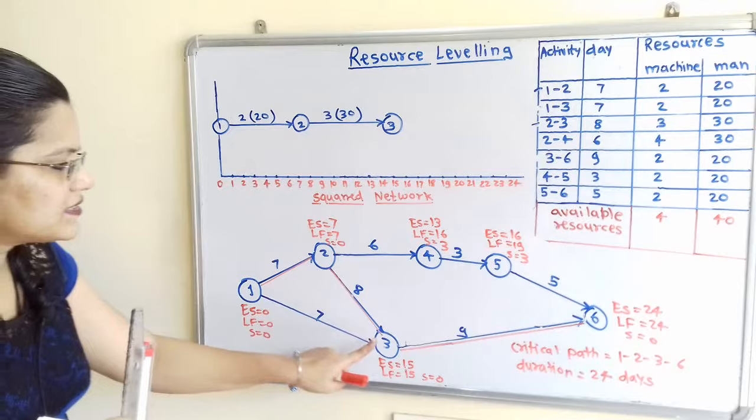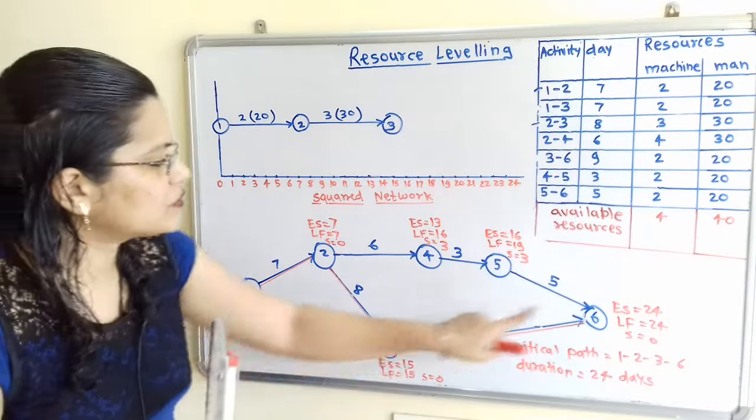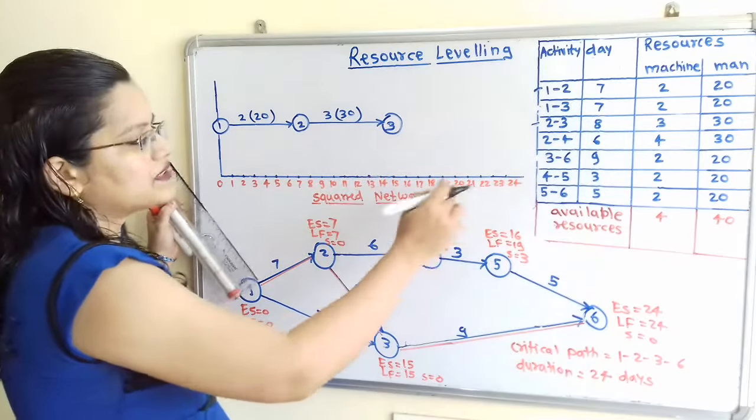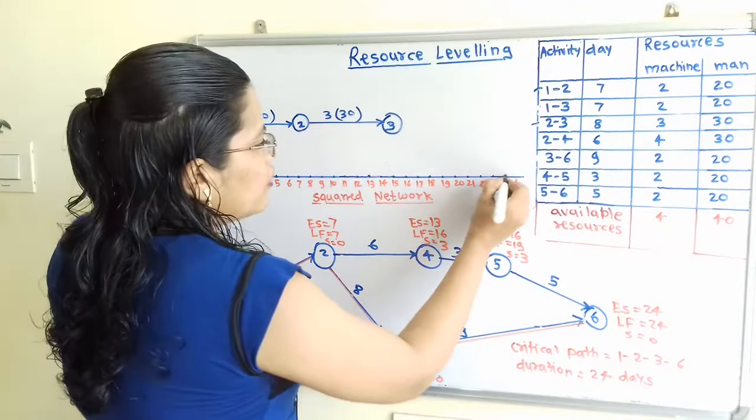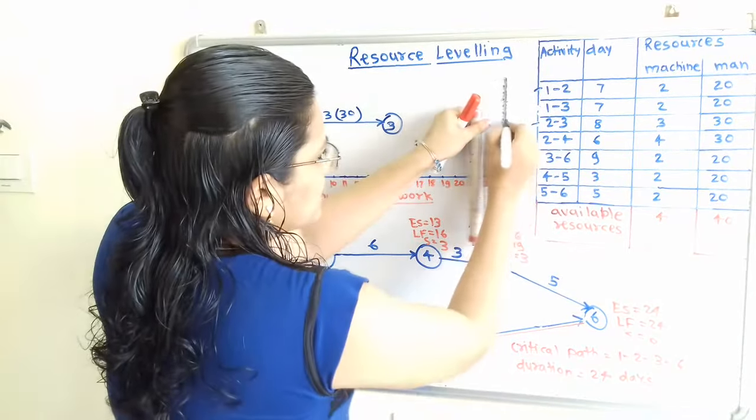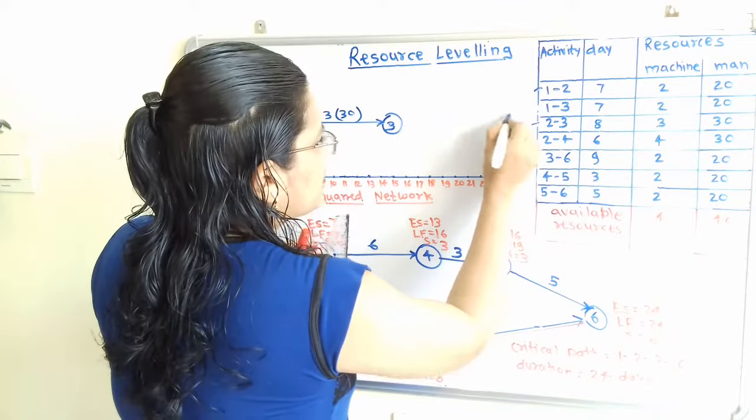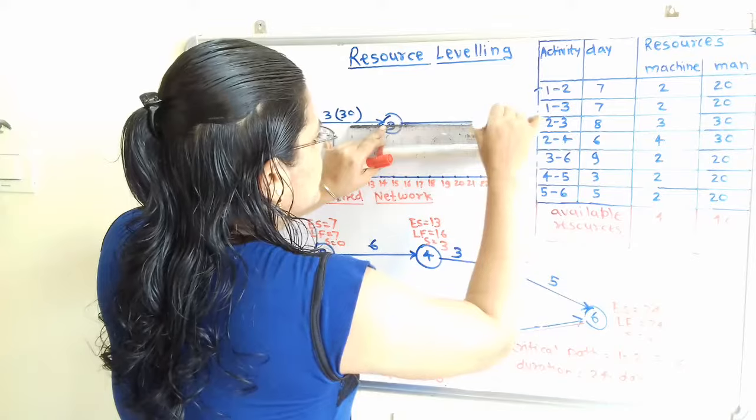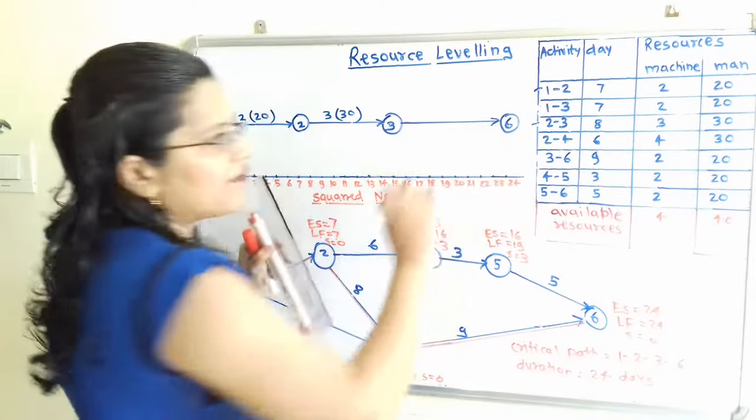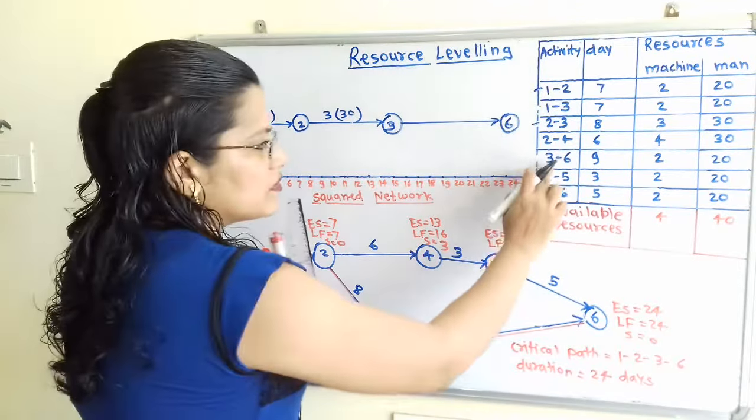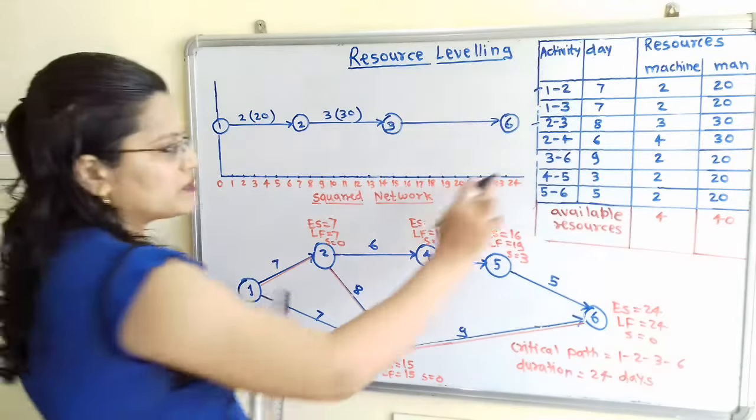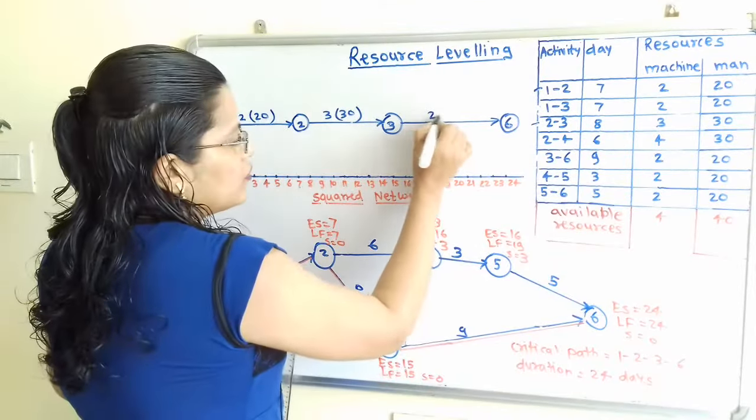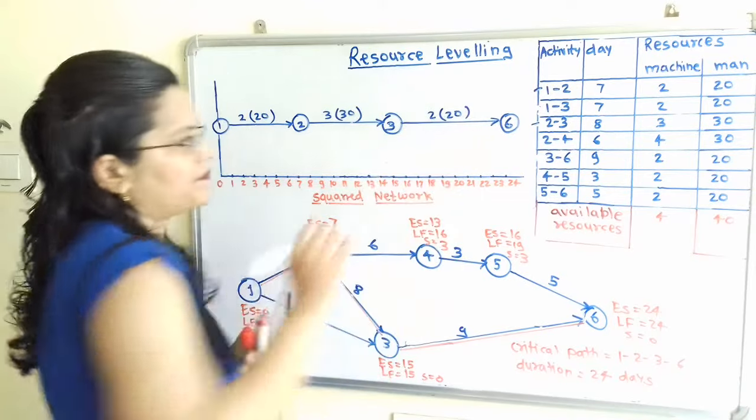Now next is 3 to 6. For 3 to 6, 9 days are required. So previous 15 plus 9, that is 24. So on this 24 with this vertical scale I will plot here the node 6. And for this 3 to 6 we have to plot the required resources. So for this 3 to 6, 2 and 20. So we will plot in this way.